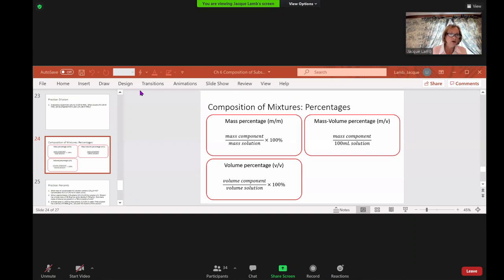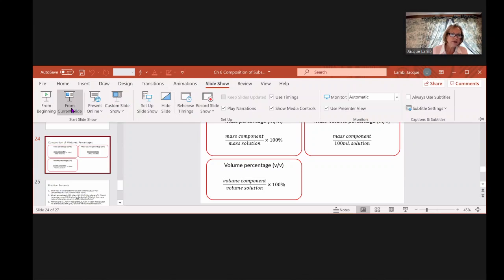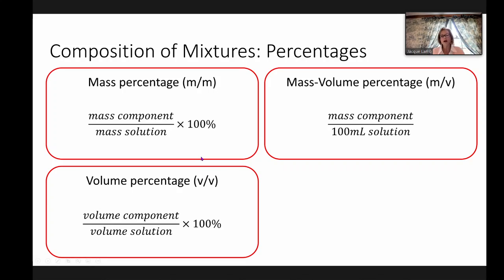So let's go back to this, and I'm going to do some problems with this in a moment, but let me show you that there are a variety of ways of calculating concentrations, and you will see these very often. They'll be noted on the side of whatever bottle or jar that you get something in.